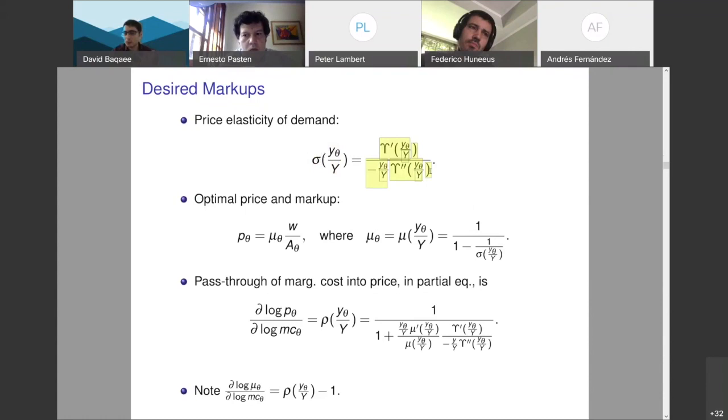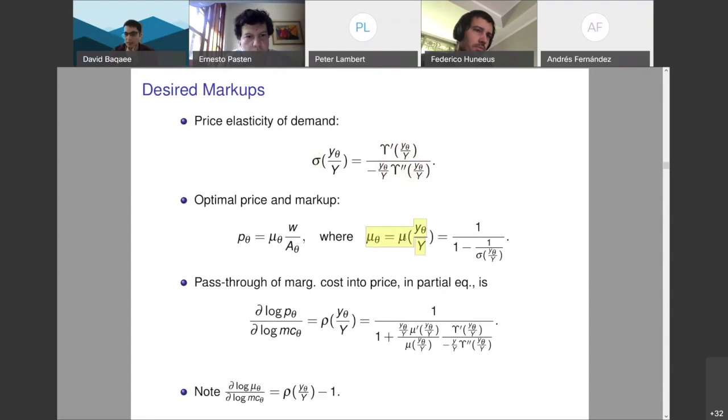So notice that if upsilon, again, is a power function, this is a constant. But in this model, it's not going to be a constant. It's going to start moving around as a function of the size of the firm. But given that the price elasticity is varying as a function of size, that means markups are going to vary as a function of size.